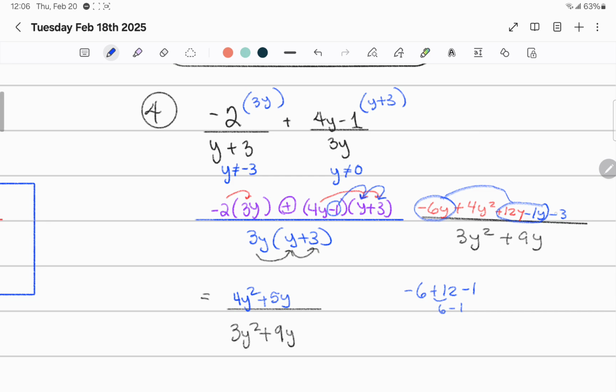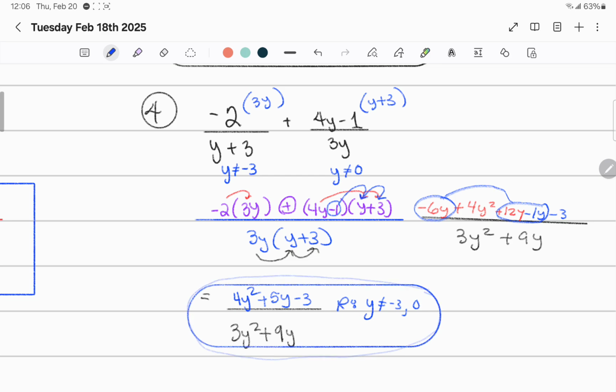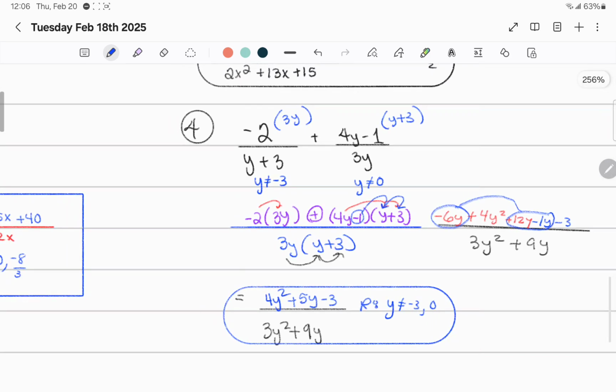And then last in the back we have -3, and we cannot add or subtract that with anything. So we would last put our restrictions. Y cannot equal -3 or 0. I'll give you guys a second to write that down.